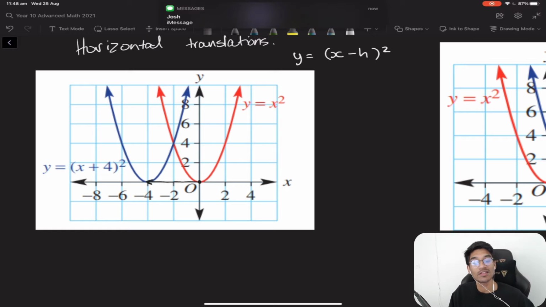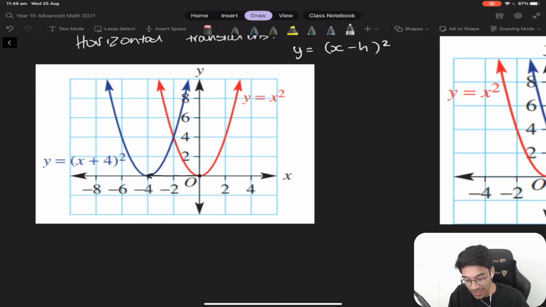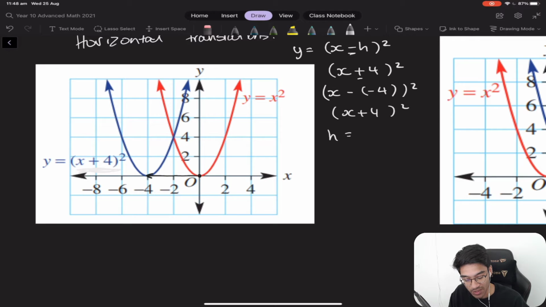So if it's inside the brackets, it means it's a horizontal translation. We have (x minus h) squared, but this one shows us it's (x plus 4) squared. What that's telling me is that to go from a minus to a plus, our h has to be a negative, right? Because if I do (x minus negative 4) squared, the negative and a negative become positive, which gives us (x plus 4) squared. So what that tells me is my h equals negative 4, and our h represents a horizontal translation.